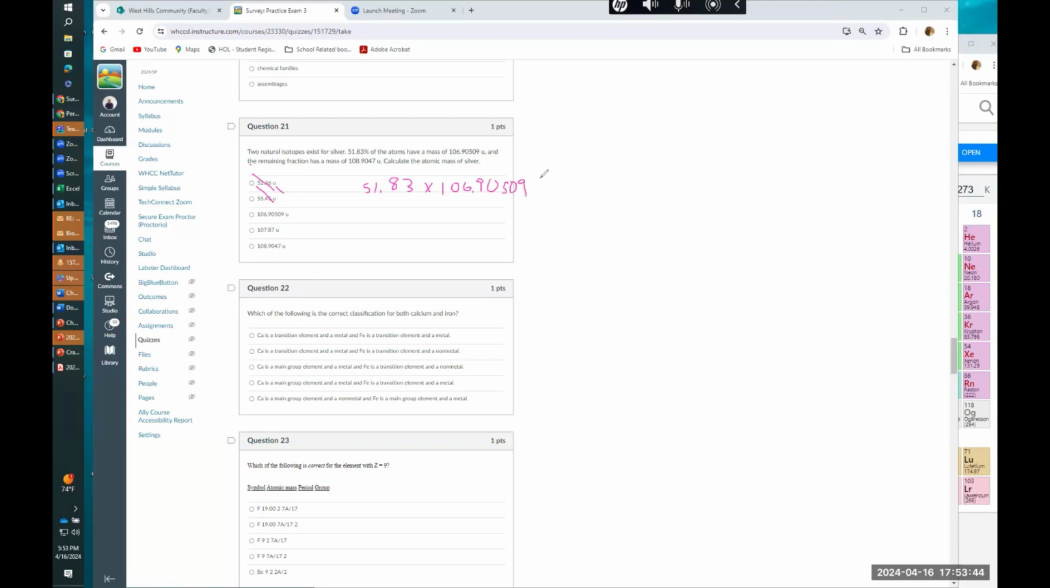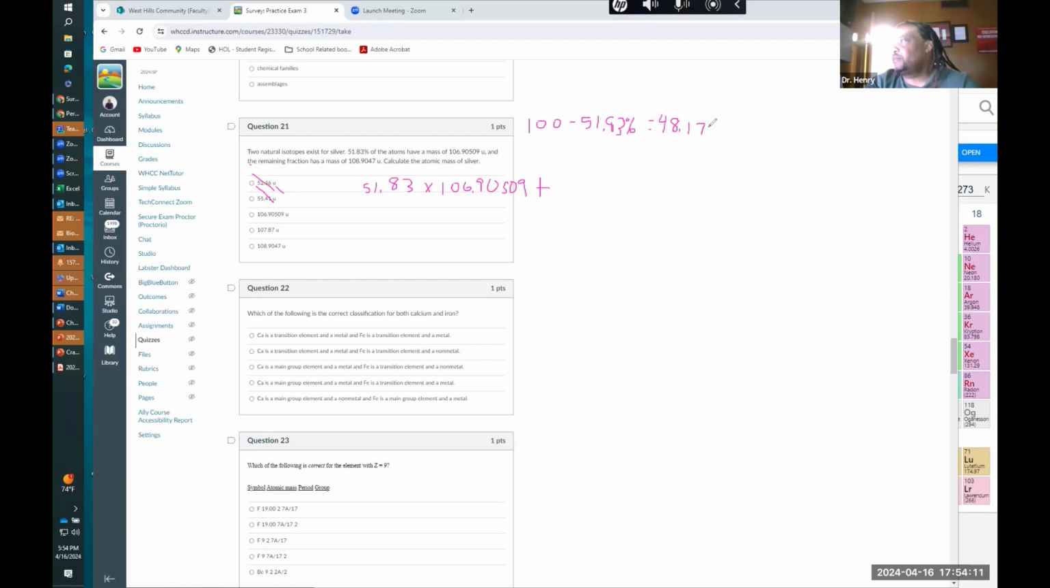Nine, plus the remaining fraction. So if we have 100%, subtract 51.83%. Then that's going to end up giving me 48.17%.